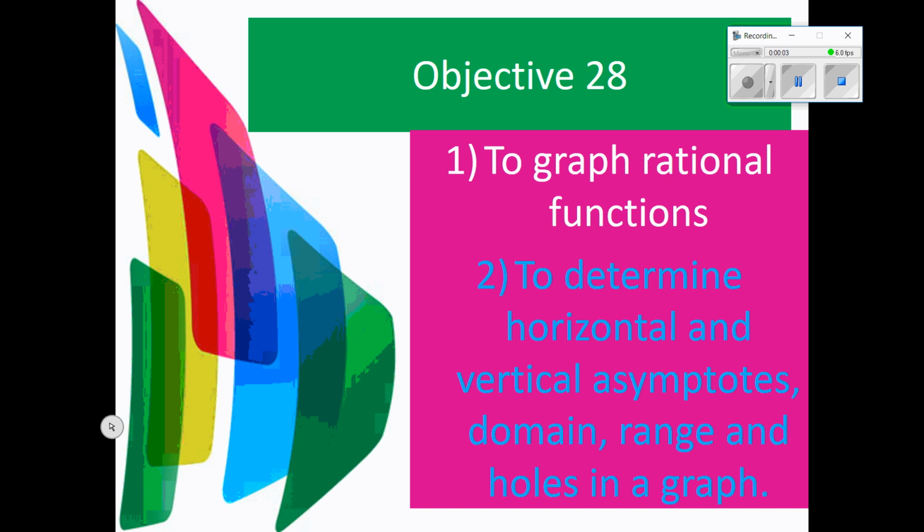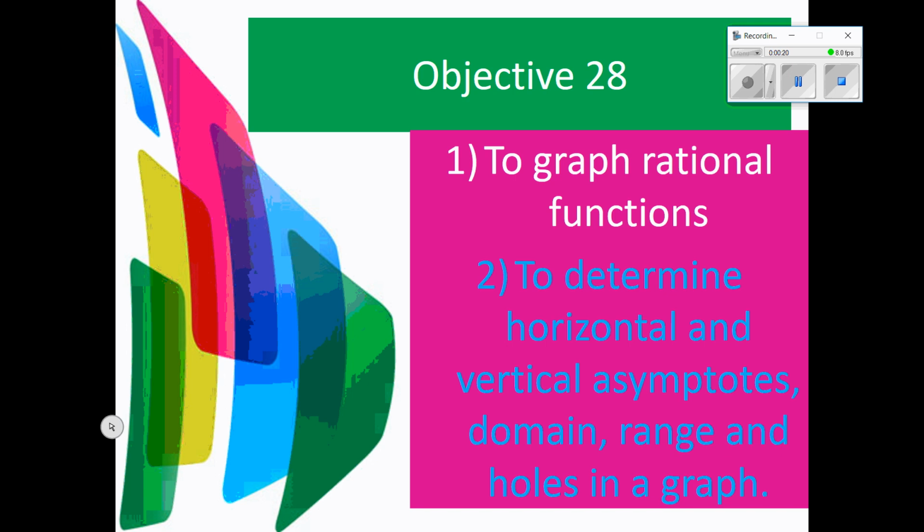Alright guys, we're going to do objective 28 today. We are going to graph rational functions, and we're also going to be able to determine the horizontal and vertical asymptotes, domain, range, and holes in a graph. So we're going to have a list of 5 things.